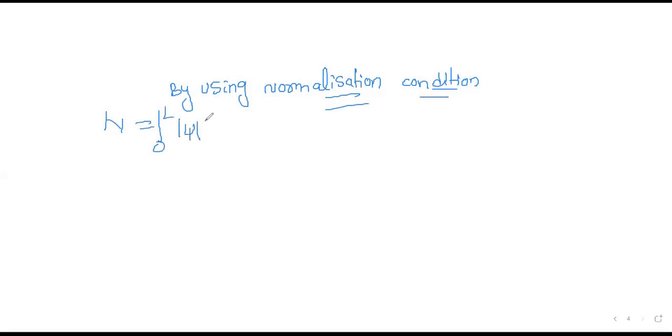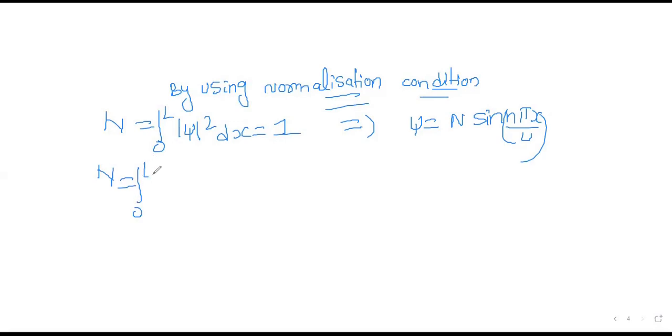So mod of psi squared, in one dimension, first we'll consider one dimension, is equal to 1. Psi is N sin n pi x by L. So now we replace it, integrating from 0 to L. Here you will find N square sine square n pi x by L, and this will be equal to 1.